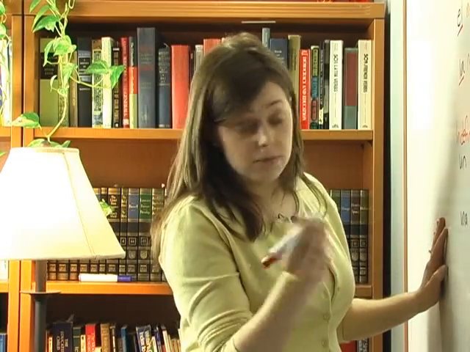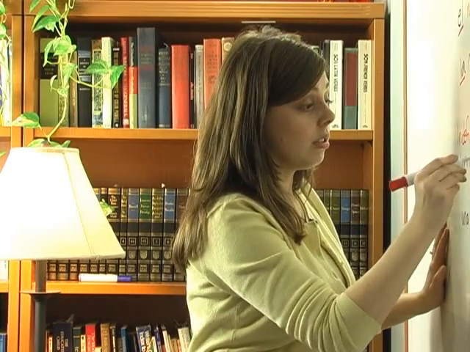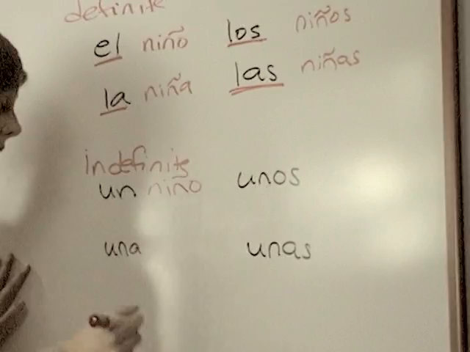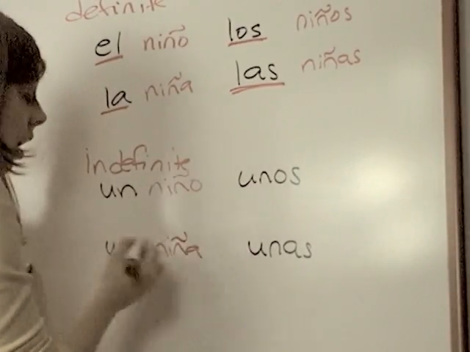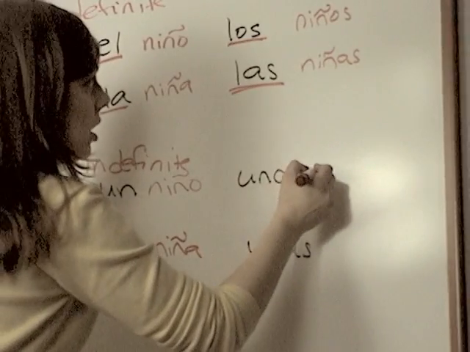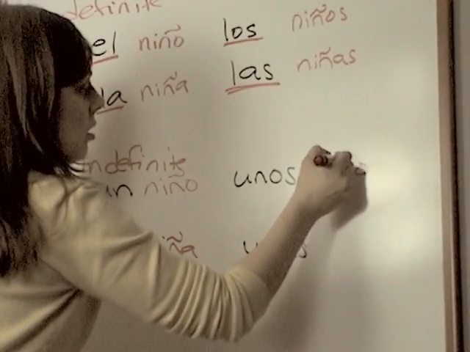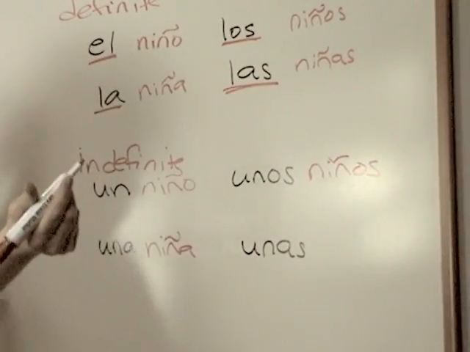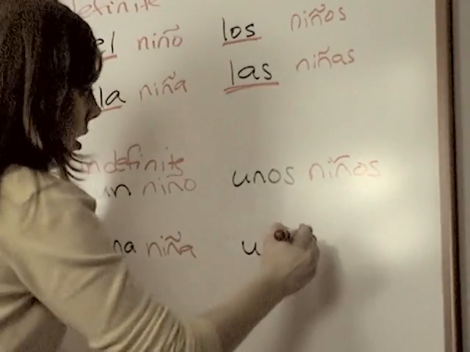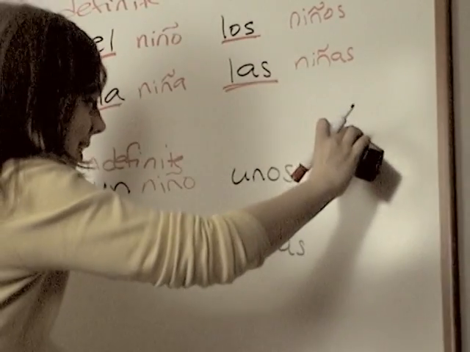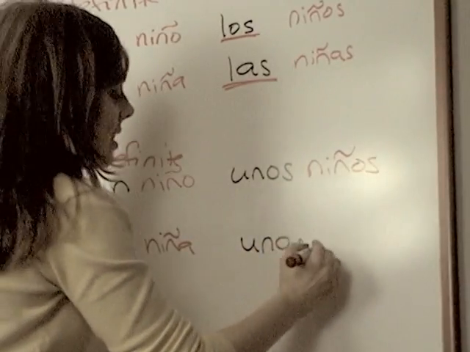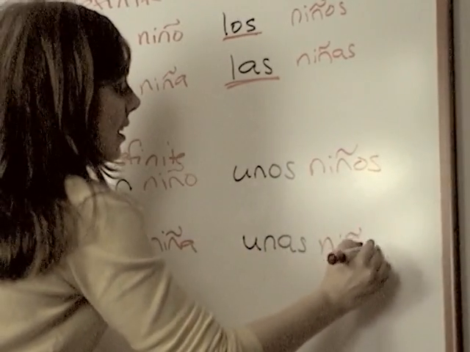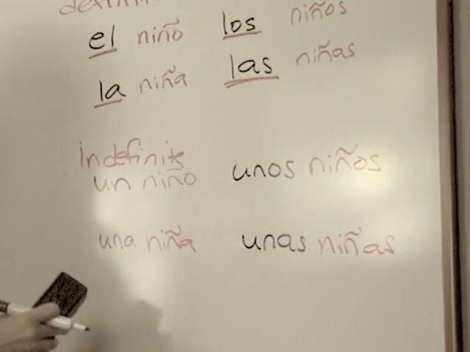So, let's look at this with niño. Un niño. One boy. A boy. Una niña. A girl. Unos niños. Some boys. Oops. I made my little squiggly line above my ñ backward. Unos niños. Unas niñas. Yes. Some girls.